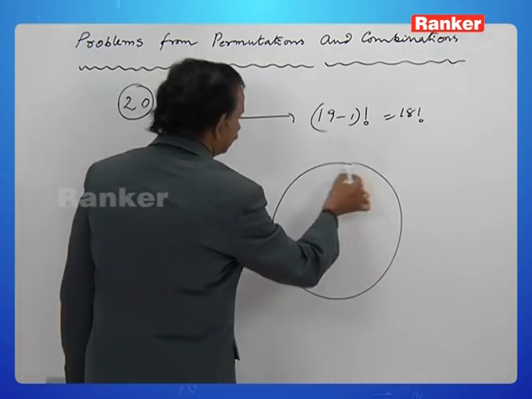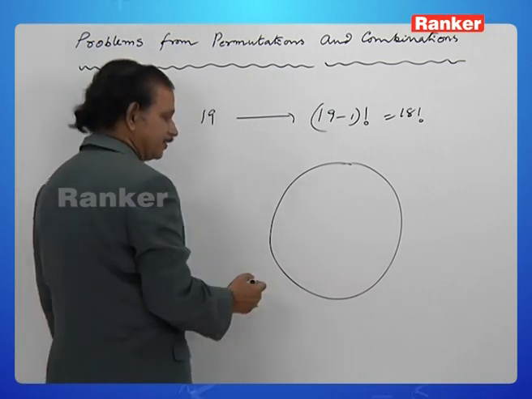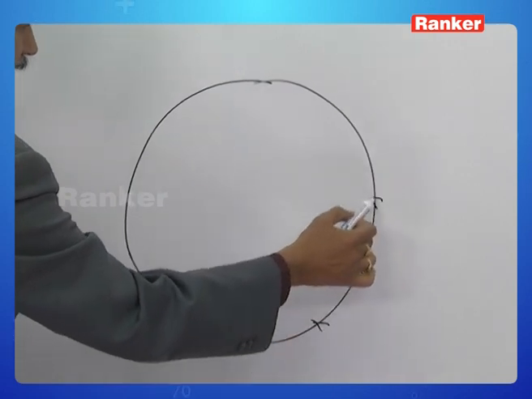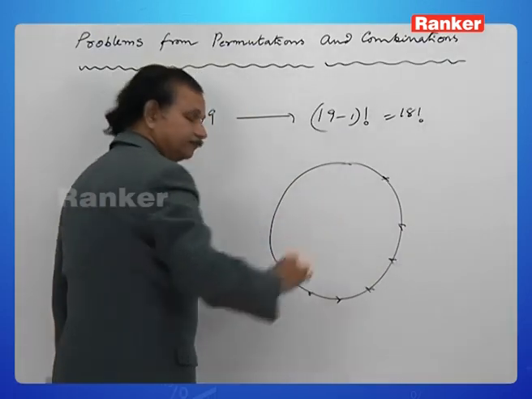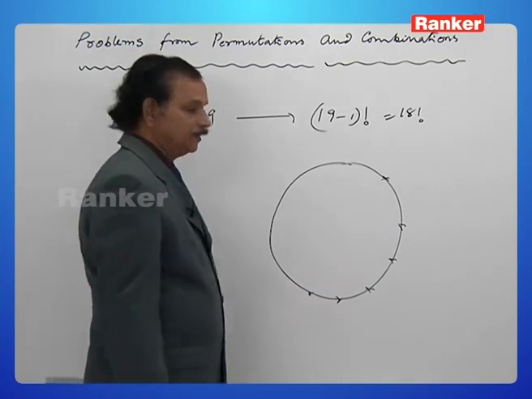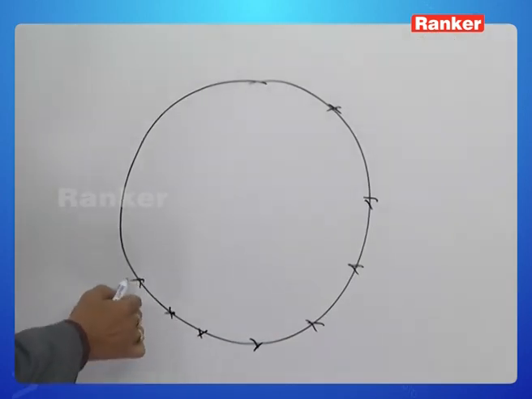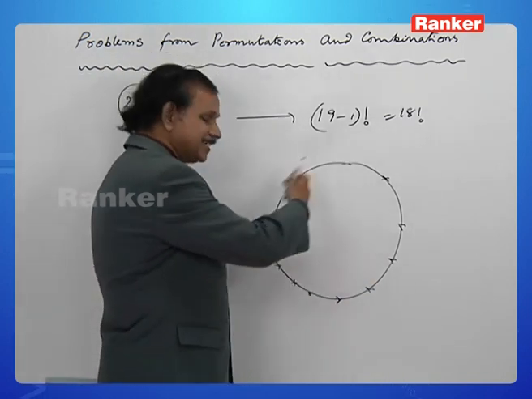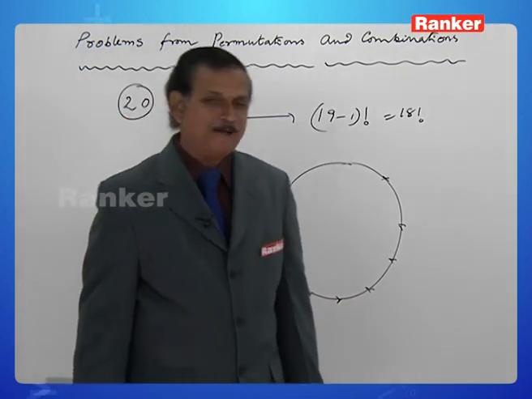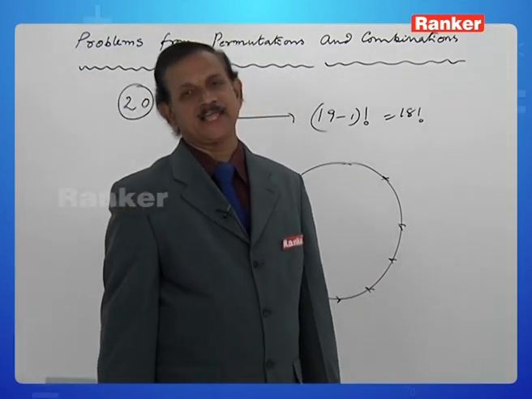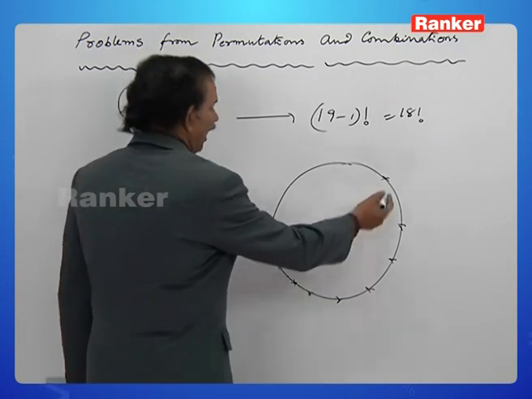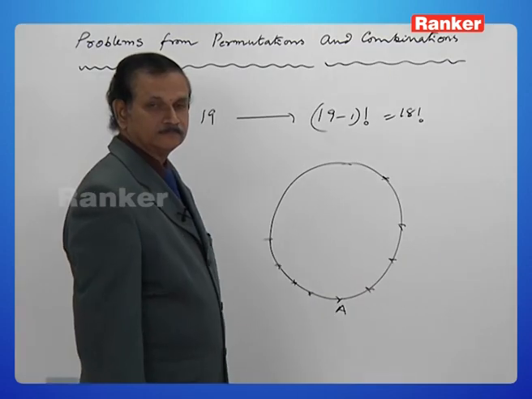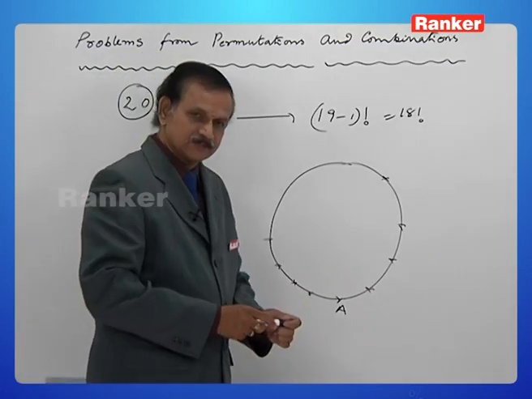Around a circle, how many persons? 19 persons. 1, 2, 3, 4, 5, 6, like that, up to 19 places. Between these 19 persons, how many gaps will be there? 19 gaps will be there. Suppose among those 19, let this be the person A, one among the 2 brothers.